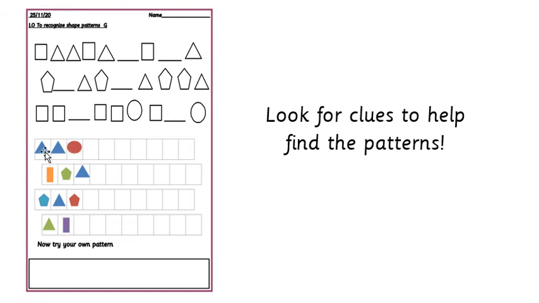And the same here as well. Look at the pattern, triangle, triangle, oval. What do you think happens next? So it would be triangle, triangle, oval. And the same here and here. At the bottom of the sheet, see if you can make your own pattern and see what shapes you can use. And see if you can follow a similar pattern, but you can make up your own. You can use two shapes to make the pattern, or you can make three shapes to make the pattern. That's totally up to you. So have a go.